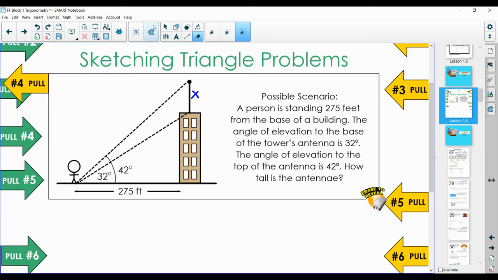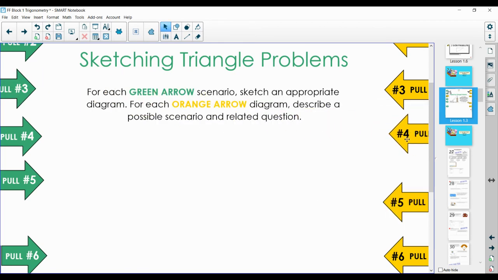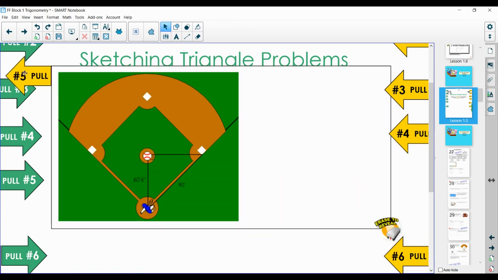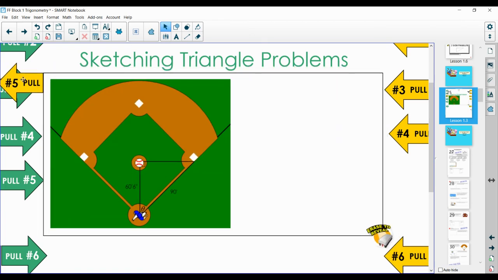So we're going to have to figure out some different measurements here so that ultimately we can figure out the height of the antenna. Now again, we're not going to get into the solving of these, just what the diagram means and how the diagram relates to the word problem. All right, taking a look at example number 5. Ask yourself what question I might ask here.